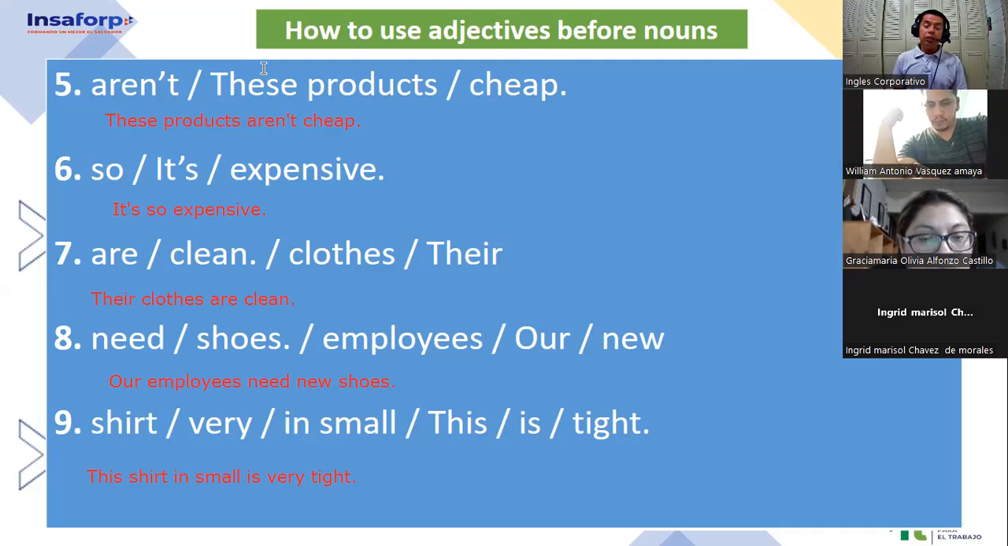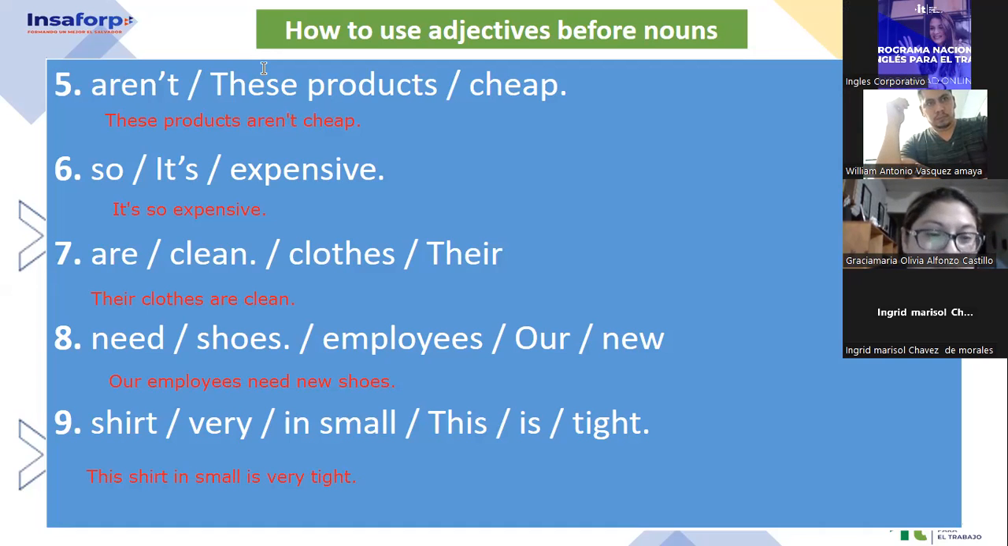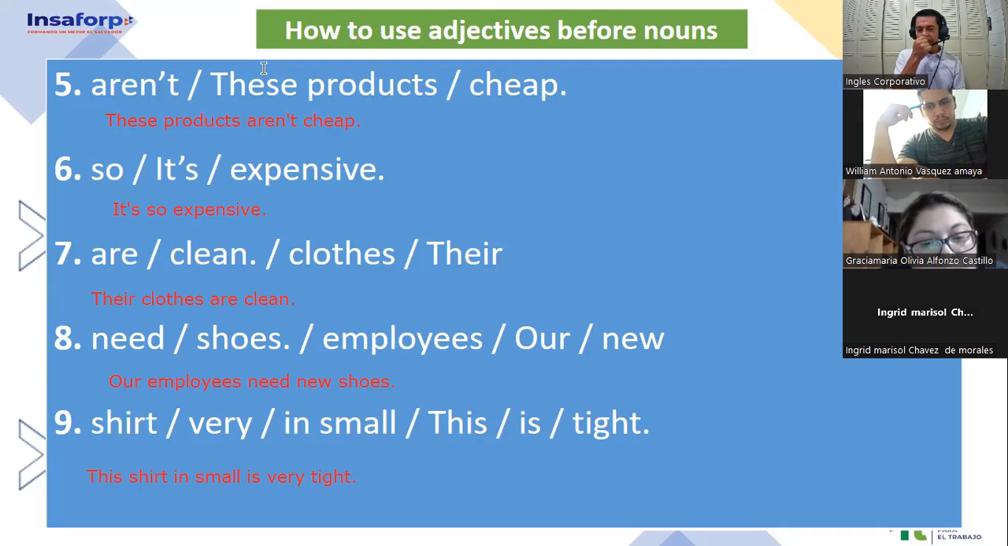This shirt in small is very tight. Okay. Gracias, María. Can you read it again, please? Me lea todas las oraciones. Gracias, María. These products aren't cheap. It's expensive. Their clothes are clean. Our employees need new shoes. The shirt in small is very tight.